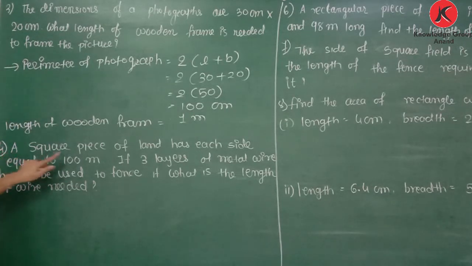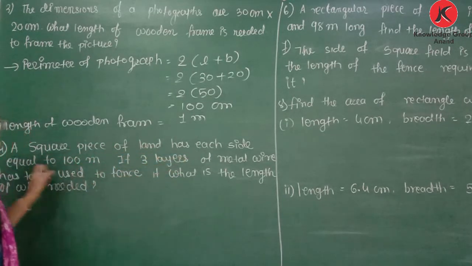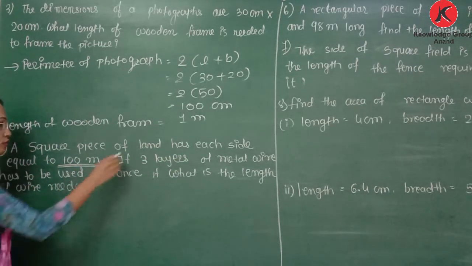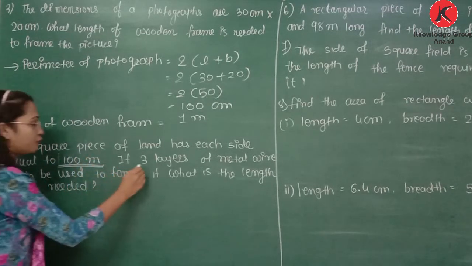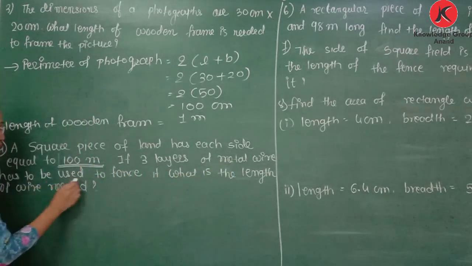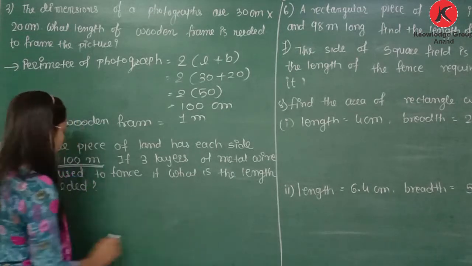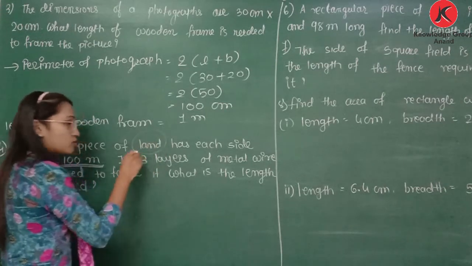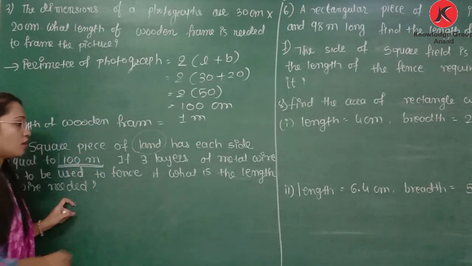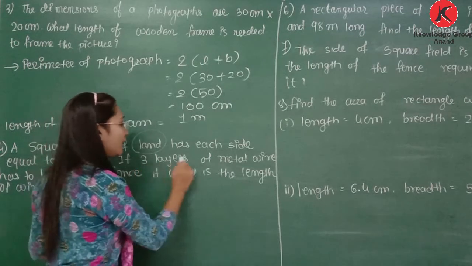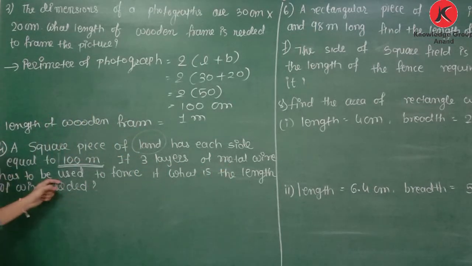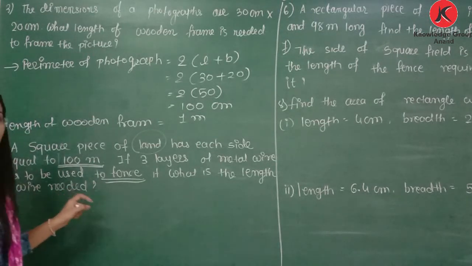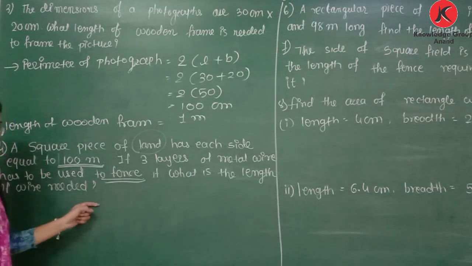Next, a square piece of a land has each side equal to 100 meter. Square piece is there for a land and side is 100 meter. If 3 layers of metal wire have to be used to fence it, what is the length of wire needed? So again, there is a land whose side is 100 meter. We need to use 3 layers of metal wire to fence it, and you need to find what is the length of wire needed. So again, fencing is perimeter.